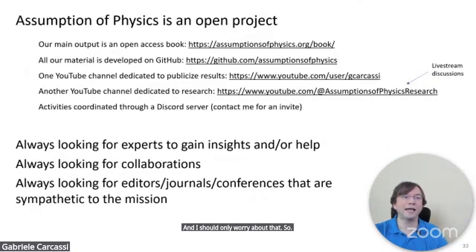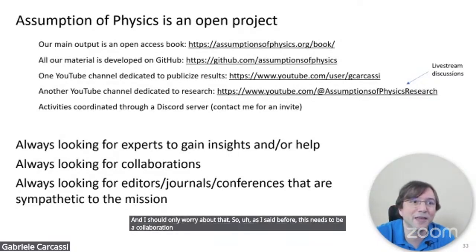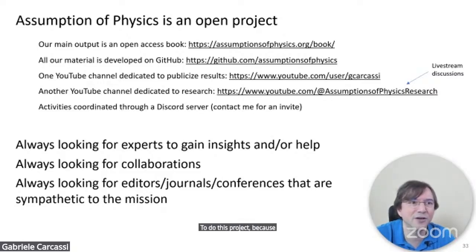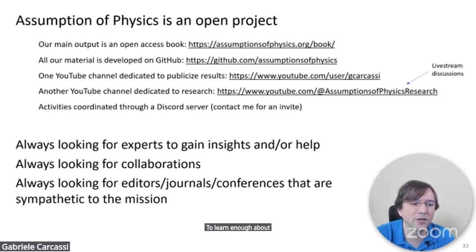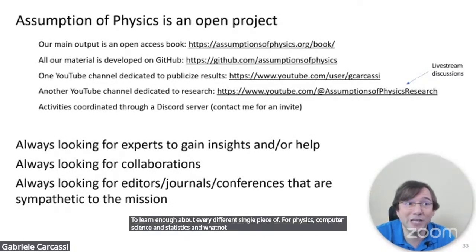So as I said before, this needs to be a collaboration between different fields, and the reason why I'm able to do this project is because in the past 10 years I made it a point that I should be able to learn enough about every different piece of math, physics, computer science, statistics and whatnot that we need for the project. I need to learn it enough such that I can go to an expert and talk to them in their own language so that I can understand their perspective and try to merge all these things. And of course, I can't be an expert in all of that.